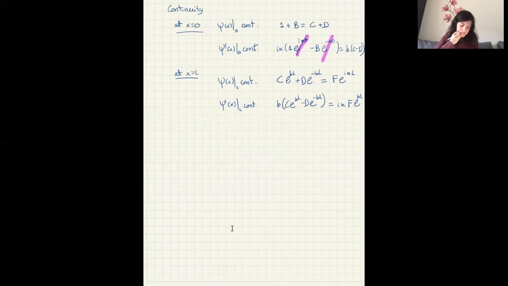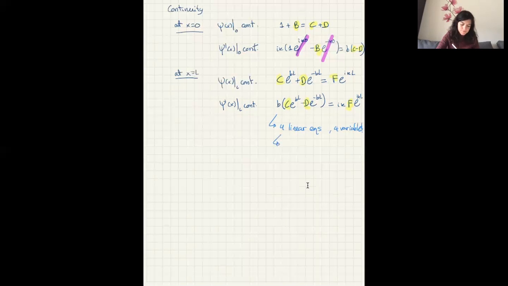Now, this might look a bit horrible, but look, the only variables are B, C, D, and F. Okay, there are some exponentials here, but we can think of them as constants. What we have is 4 equations for 4 variables. So this is something one can solve with linear algebra. 4 linear equations, 4 variables. Okay, so we can determine all of them.